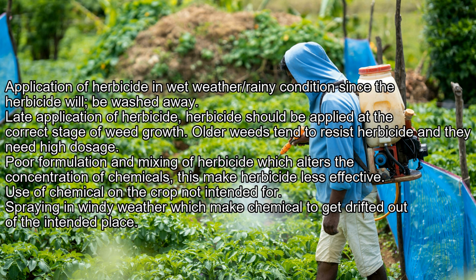Agriculture: chemical weed control. Factors that reduce the effectiveness of herbicide. Application of herbicide in wet or rainy conditions, since the herbicide will be washed away. Late application of herbicide: herbicide should be applied at the correct stage of weed growth. Older weeds tend to resist herbicide and need a high dosage. Poor formulation, a mixing of herbicide which alters the concentration of chemicals. This makes the herbicide less effective.